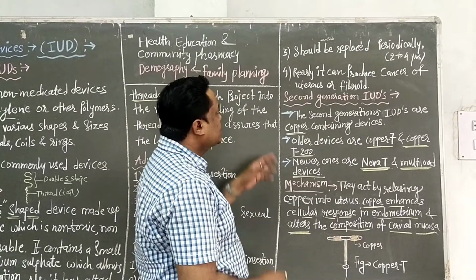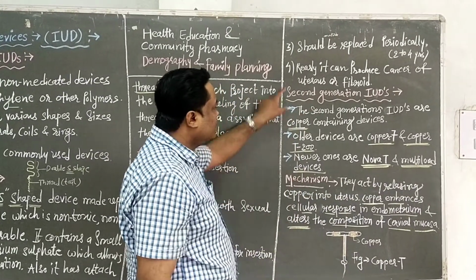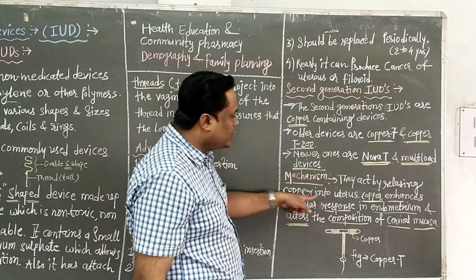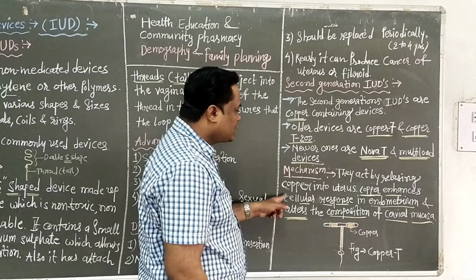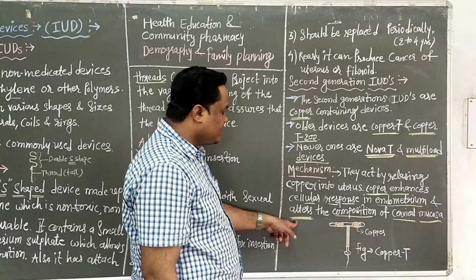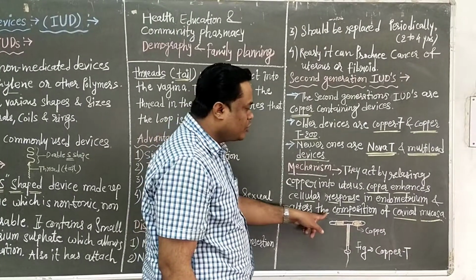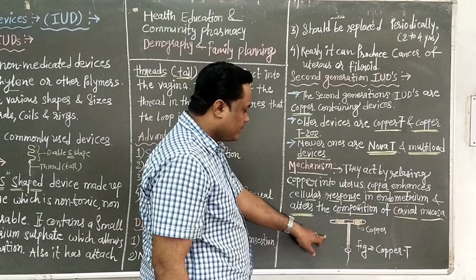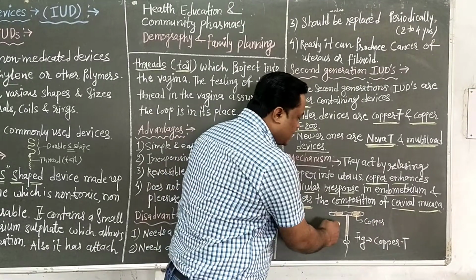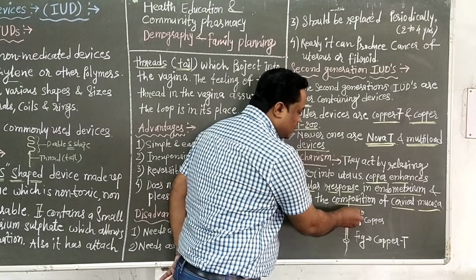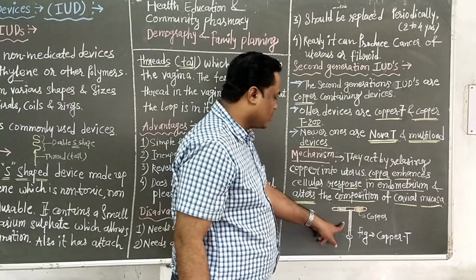Then what is the mechanism of these second generation IUDs for family planning? They act by releasing copper, because second generation IUDs contain copper. So they release copper into the uterus, and this copper enhances the cellular response in the endometrium and alters the composition of the cervical mucus. This is the figure of Copper T. This is the T-shaped second generation uterine device. It is called the Copper T because it is T-shaped and contains copper. The copper is attached on it, and it alters the composition of the cervical mucus.